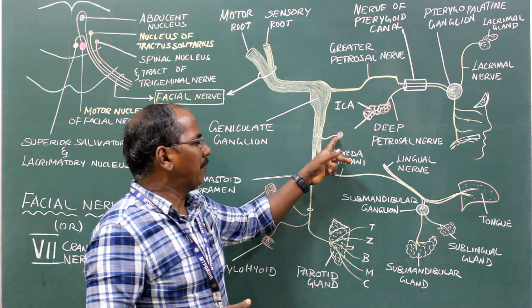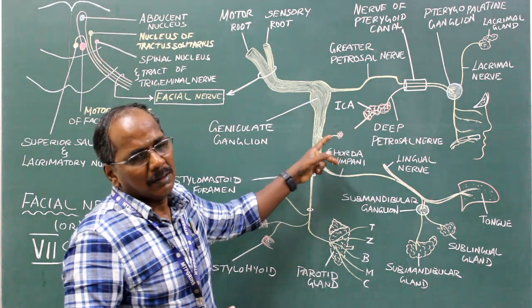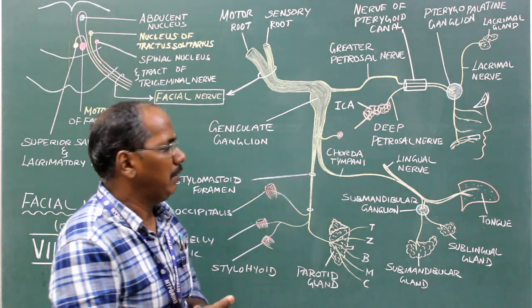Number 2, nerve to stapedius. This is the stapedius muscle. So it supplies the stapedius muscle.